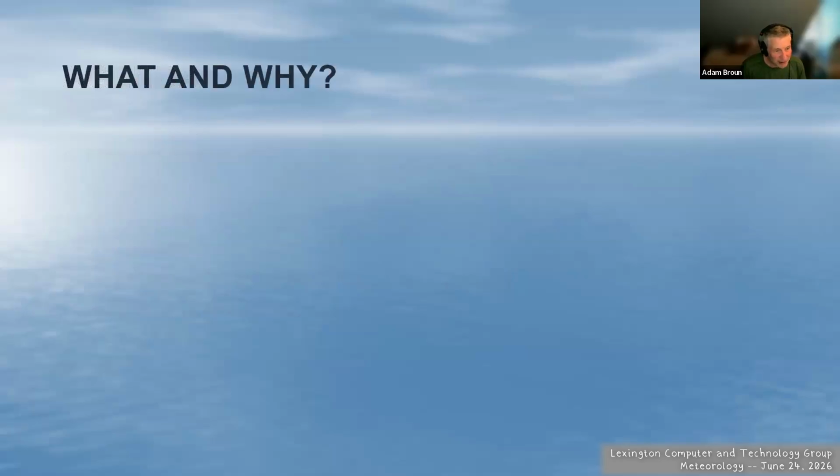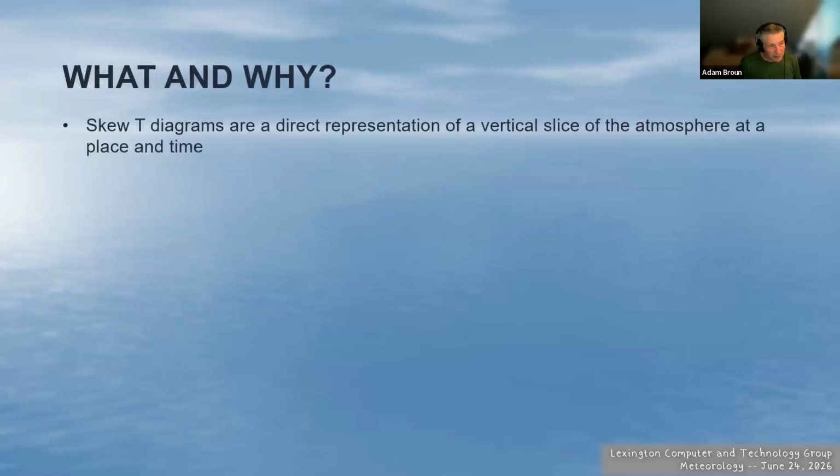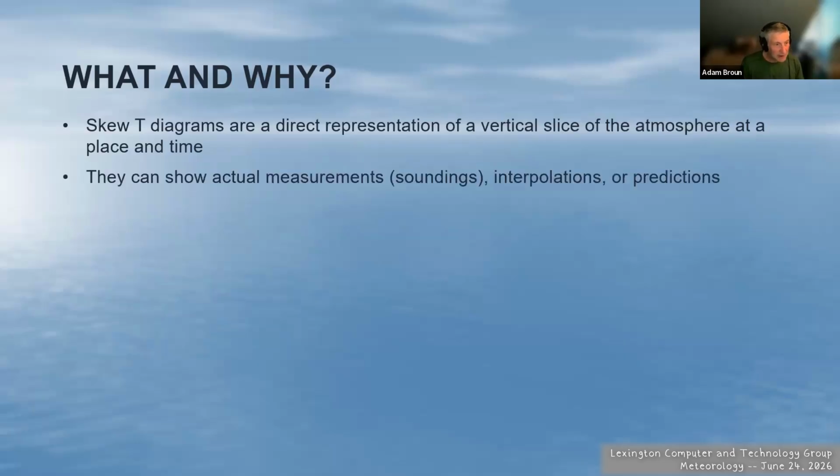So what is a SKEW-T and why do we care? A SKEW-T diagram is a representation of what's going on in a vertical slice of the atmosphere. So just think about starting where you are right now. If you could send a probe all the way up through the atmosphere above your head, wherever you are, either in the past, currently, or in the future, it is a way to show on a graph a rich amount of information about what's happening in the air above us at a point in time.